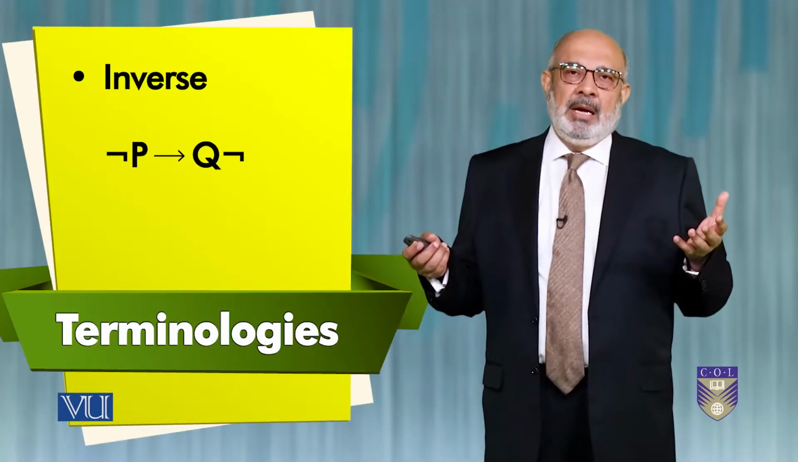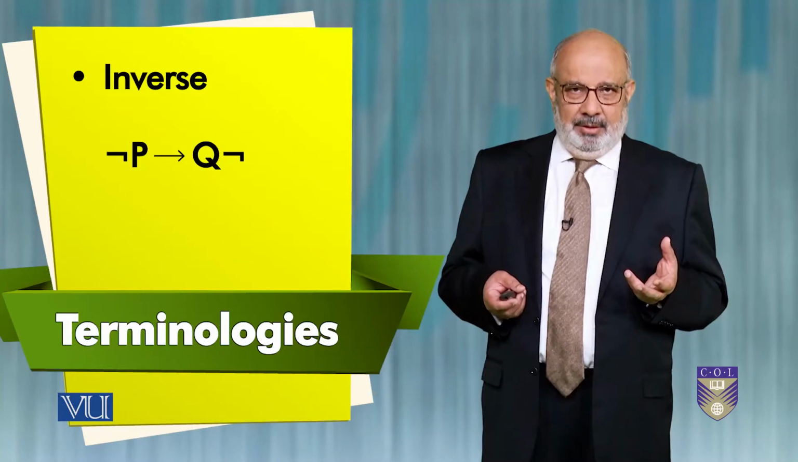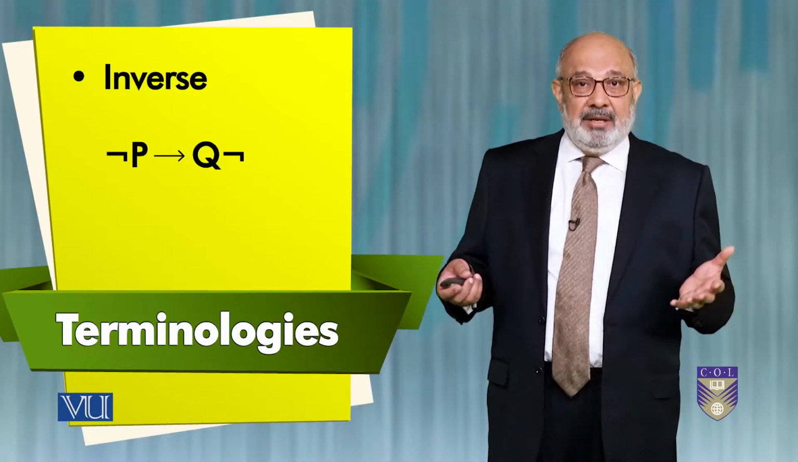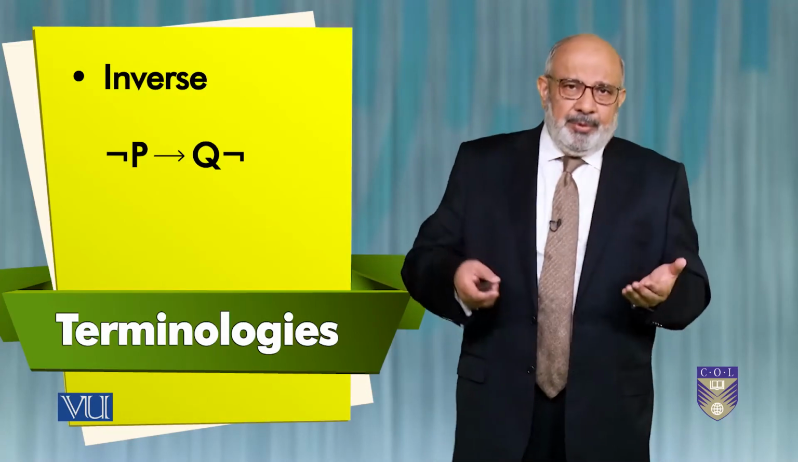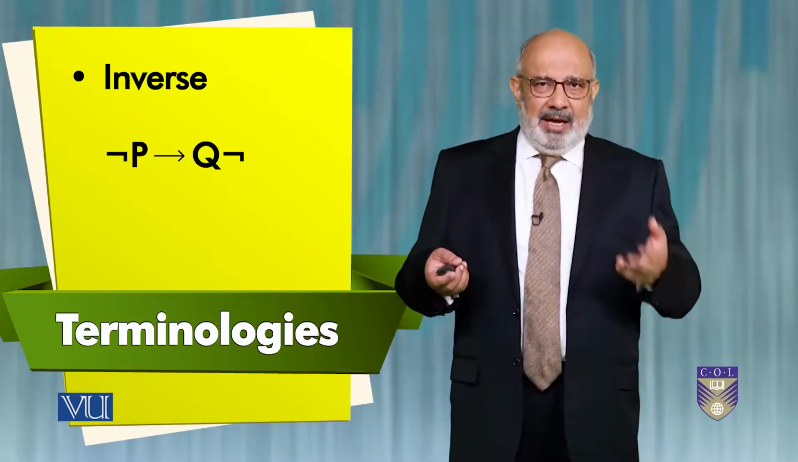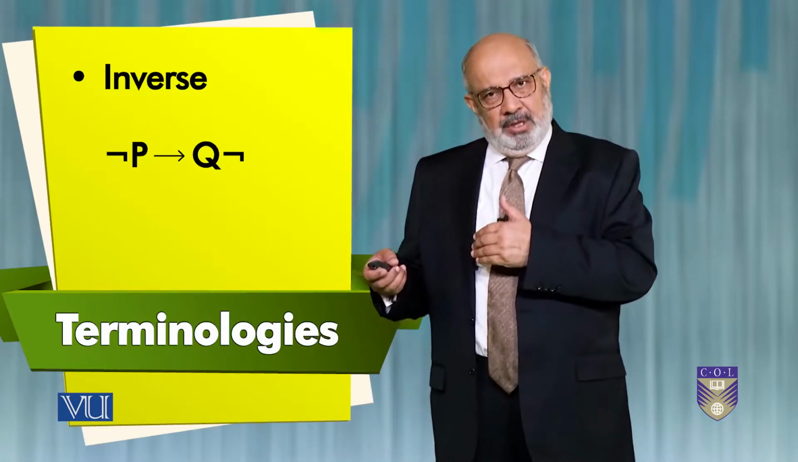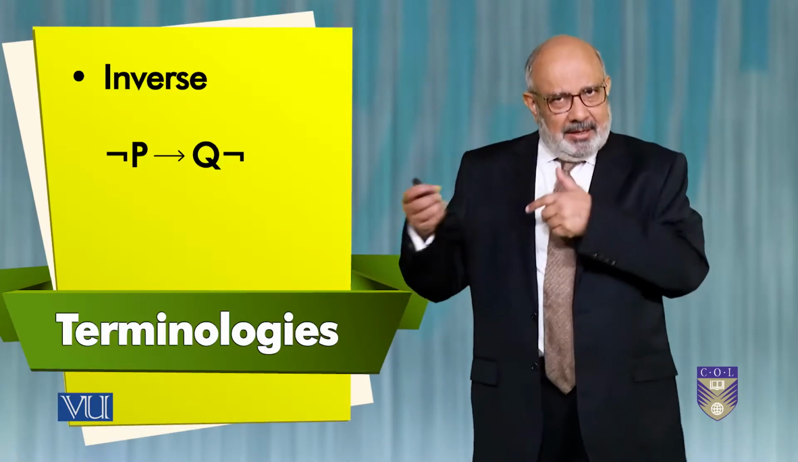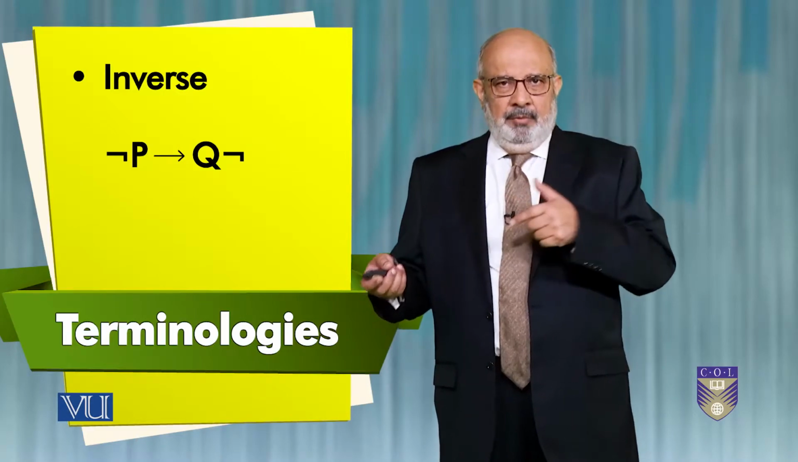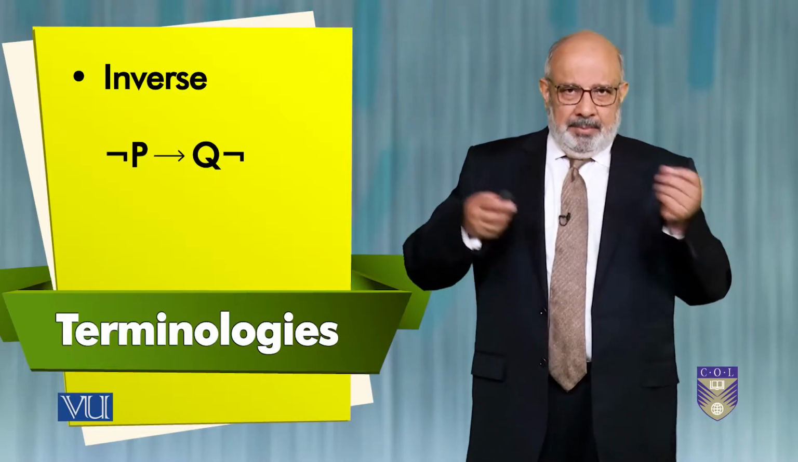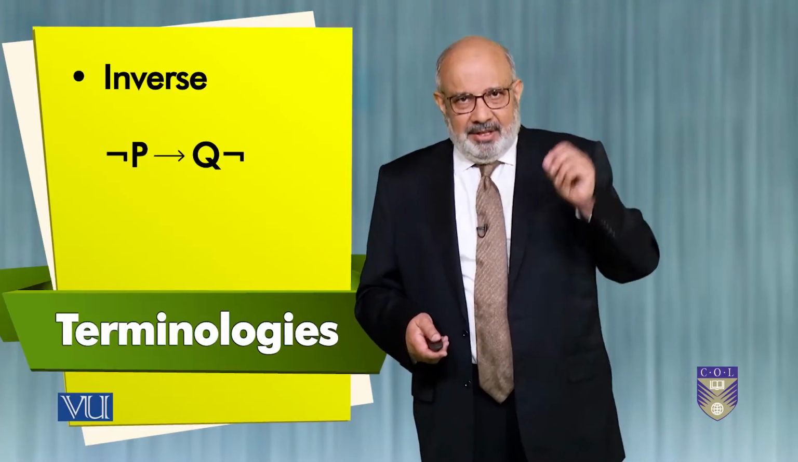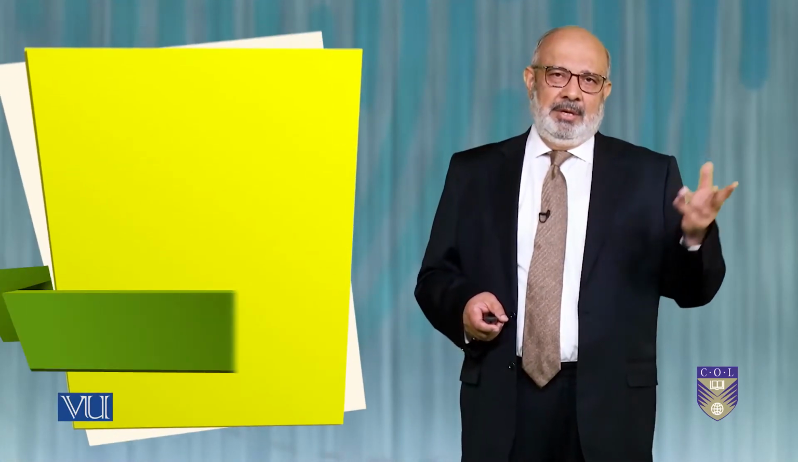Inverse. The negation of the implication is called the inverse, which means not P. P means yes, not P means the opposite of P. So we can say if P implies Q, meaning if P is true, then Q is also true, you can also say the inverse of this, which means not P implies not Q. That's the inverse. Now, a couple of types of these inference rules.